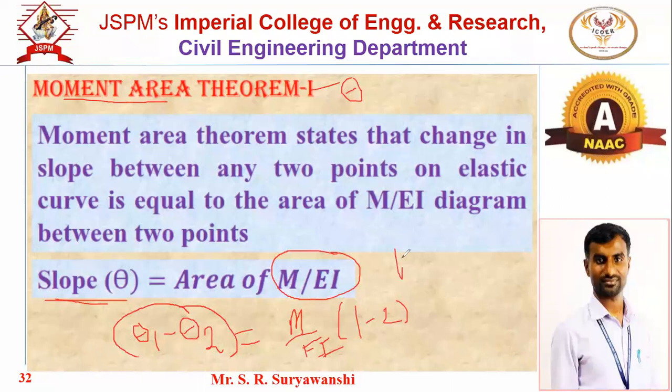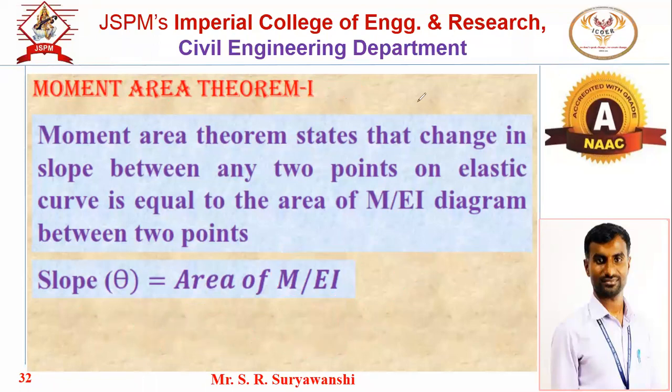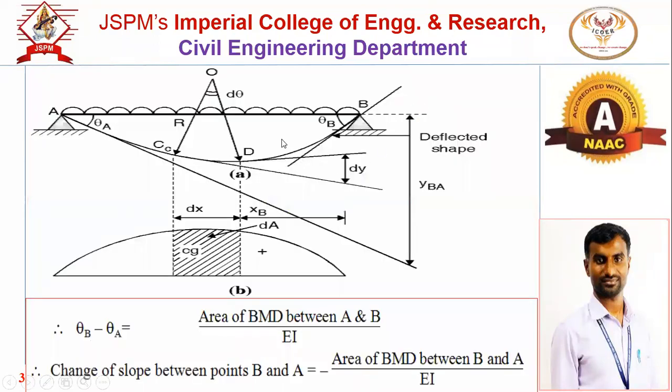So here what is important? Point of consideration is very much important. If you are taking 2 points and you want the slope between them, then you have to find out the area between those 2 points only. Where will you find the area from? From the m by EI diagram. Okay. Now we'll see in detail.